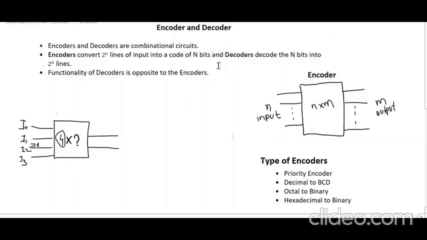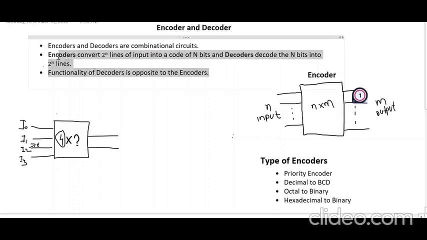Hello everyone. So today we will discuss encoder and decoder, a very important topic in digital electronics. In this presentation we will try to understand what encoder and decoder circuits are, what the types of encoders are, what the differences between encoder and decoder are, and why to use encoder and decoder. There are a few points which I have listed down related to the encoder and decoder. We'll try to understand each point through examples or with the help of circuits.